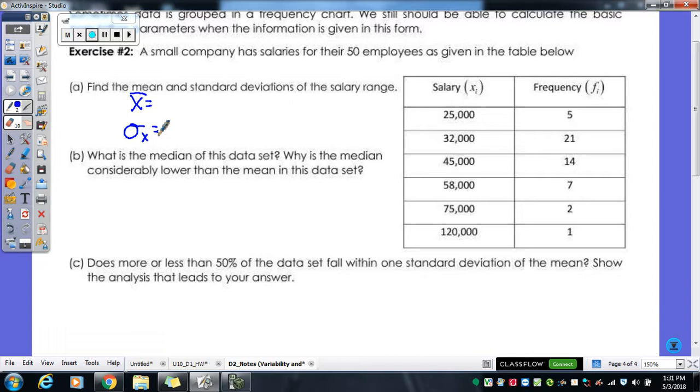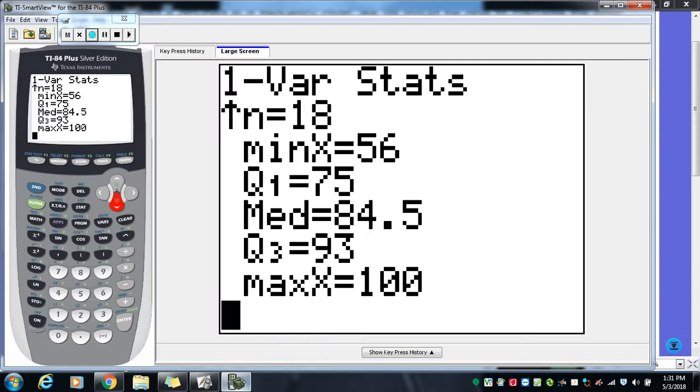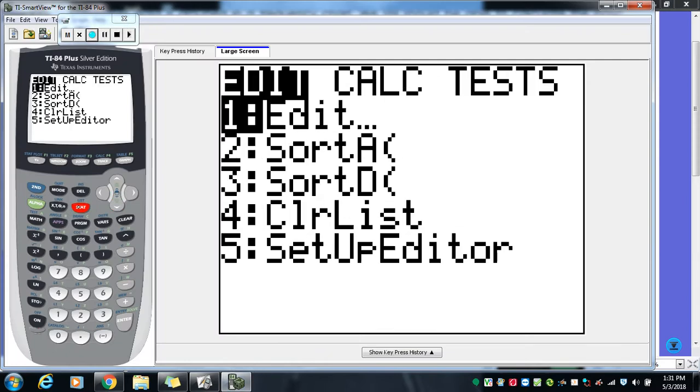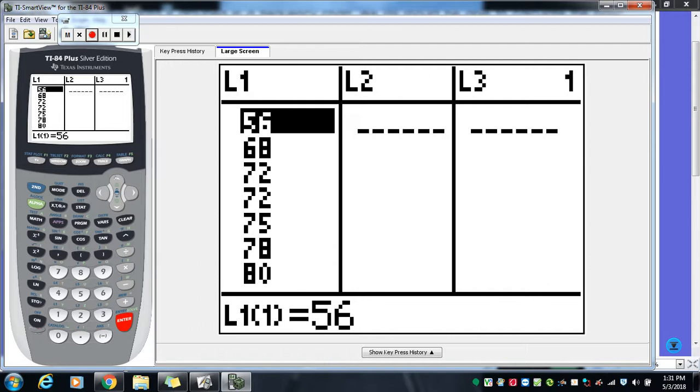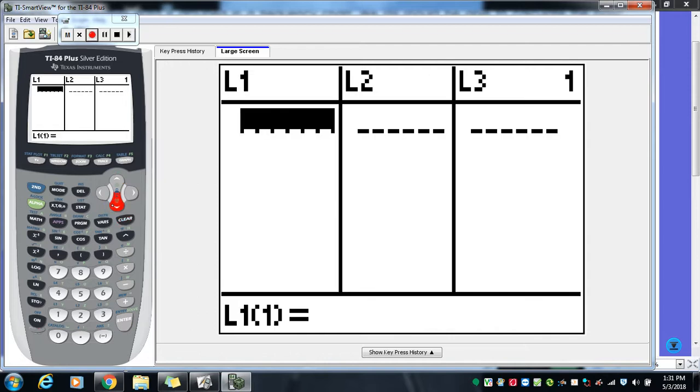So when we go to type this into our calculator, there are two ways that you could do this. You could type 25,000 into L1 5 times, and then you would type 32,000 in 21 different times, and then you would type 45,000 in 14 times. Or you could actually do the frequency list. So if we go to Stat, go to Edit, clear out whatever was in your list 1. So under your list 1, you would put their salaries.